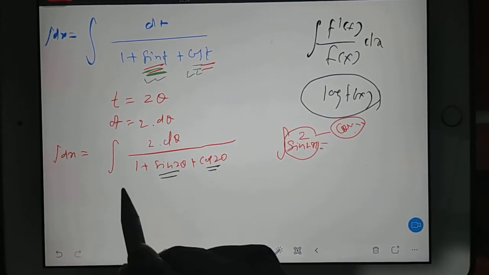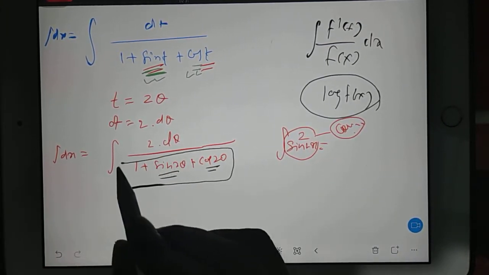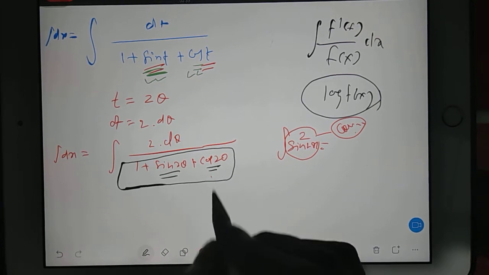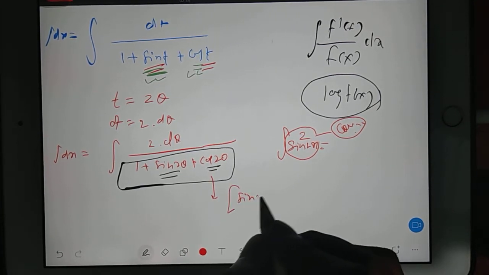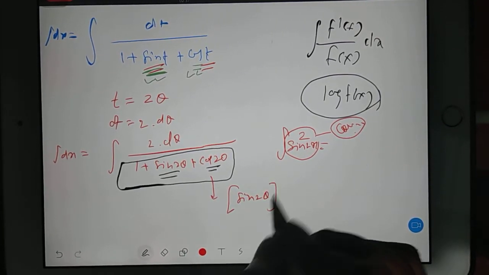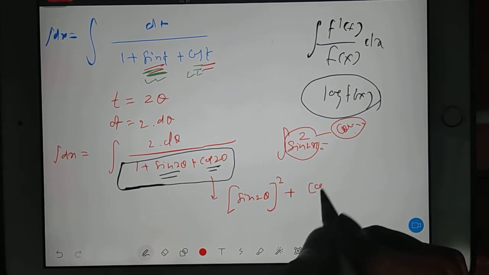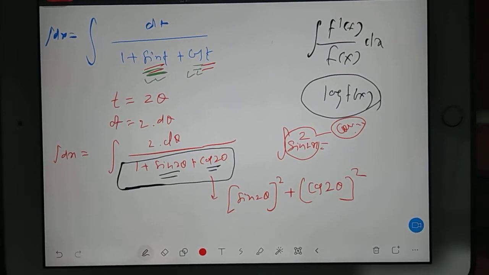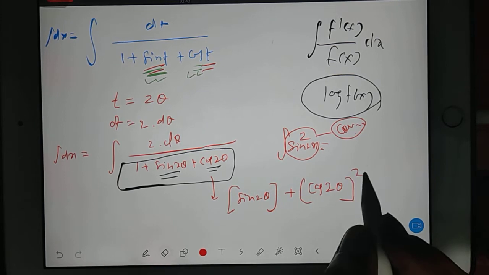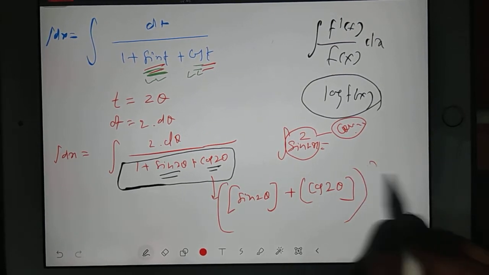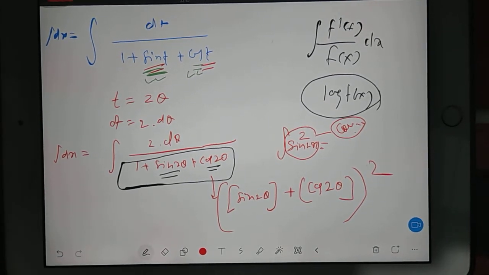We can do one thing, guys. If you see closely, it looks like sine 2 theta whole square plus cos 2 theta whole square. Oh, sorry. Total whole square. Don't you see it looks like this?